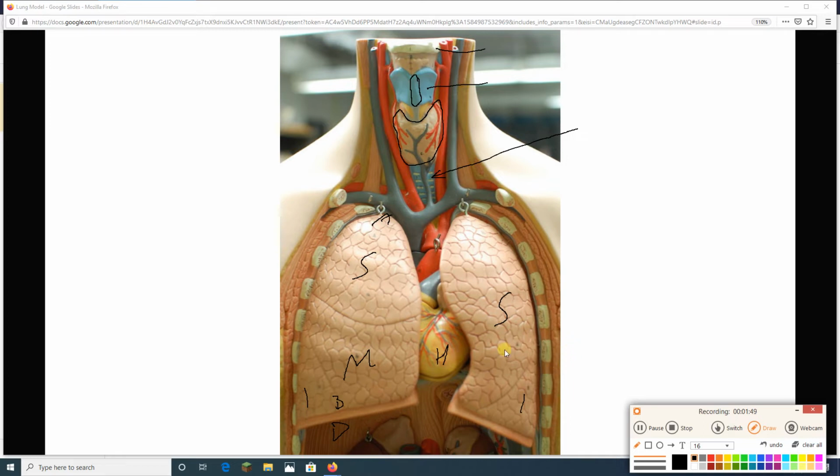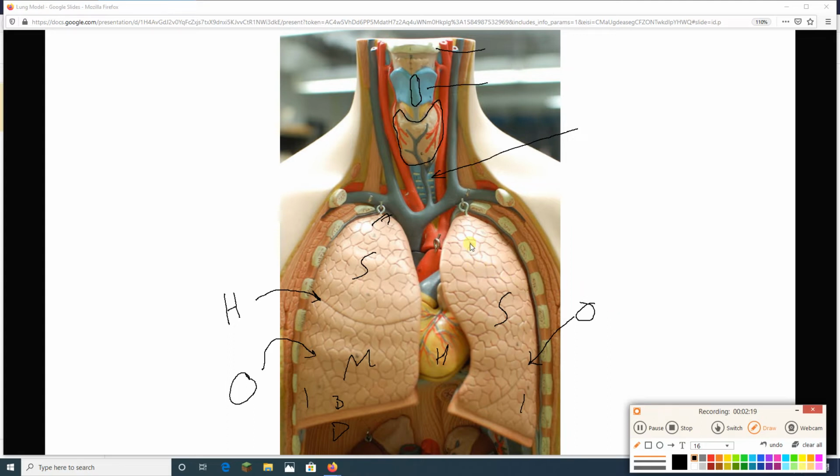Now, in between the lobes, and you can see this line right here, that is a fissure. We're going to have a horizontal fissure. That's the one that I just labeled with the arrow. And then also an oblique fissure. Two fissures because there's three lobes. On the left-hand side, because there's only two lobes, we are going to have just one oblique fissure.